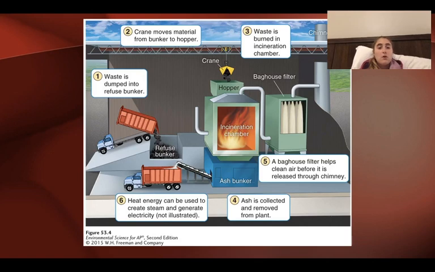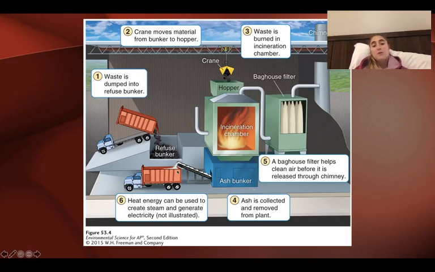Okay, so we've got waste that gets dumped in. A crane moves material from the bunker to the hopper. The hopper is what receives whatever is being burned. It gets burned in this incineration chamber. The ash is collected and removed from the plant. The ash will be put in a landfill or disposed of in a proper landfill for pollutant-type municipal solid waste. Baghouse filters, you guys learned about these. This helps clean the air, so it helps trap that particulate matter before it escapes through the chimney. And then if you are doing waste to energy, the heat will then be captured and used to generate electricity. So it's a pretty simple process.